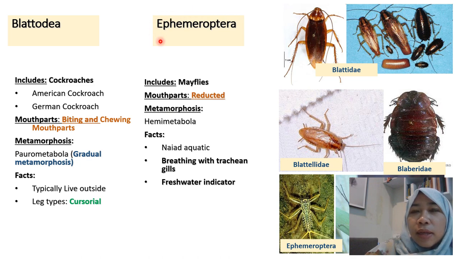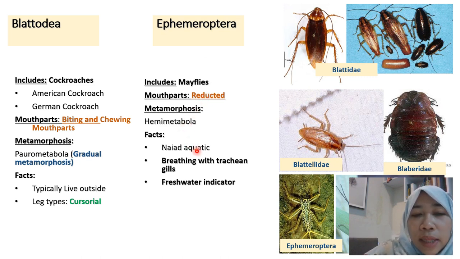Ephemeroptera. The example is mayflies. Mayflies in Indonesia we say lalat sehari. Why is it called lalat sehari? Because the adult of this insect can only live one day, because the mouthparts of Ephemeroptera are reduced. They don't have a mouth, so they cannot eat. So that's why the adult of this insect only lives one day.